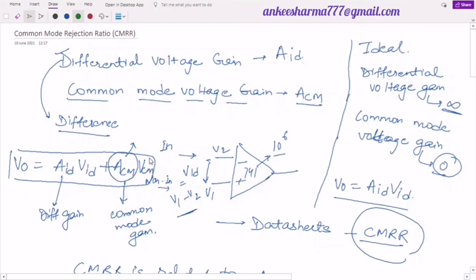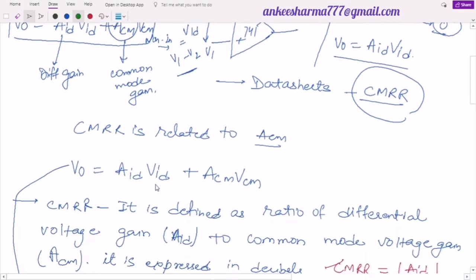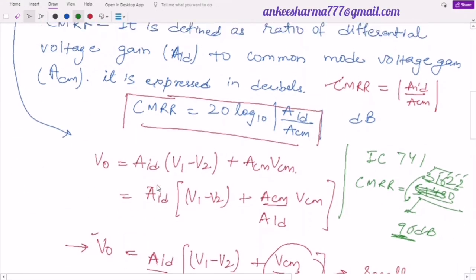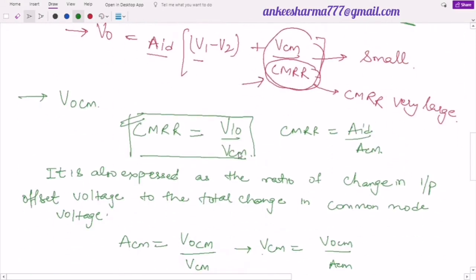We can't change VCM because it is different for different scenarios. Maybe noise may be there, for example, noise coming to both input terminals. We can't change it. But if I reduce the gain for the common mode signal to 0, then definitely I will reach close to infinity. So this is another definition of your common mode rejection ratio, that is the change in the input offset voltage to the total change in the common mode voltage.